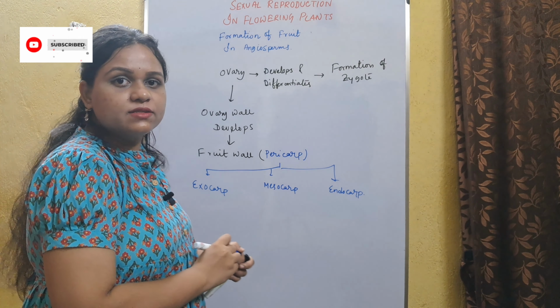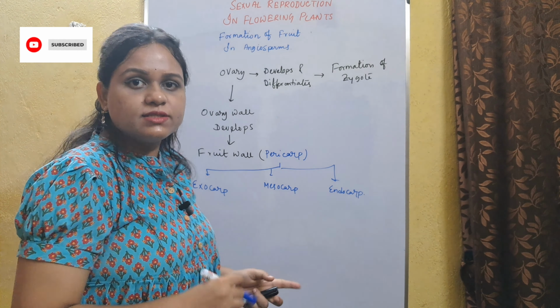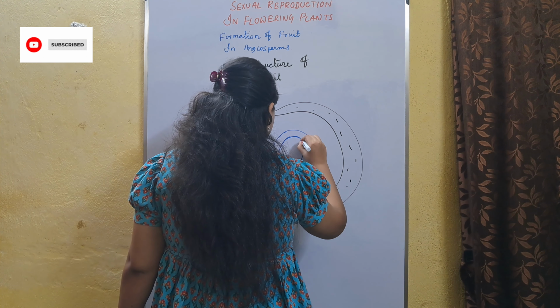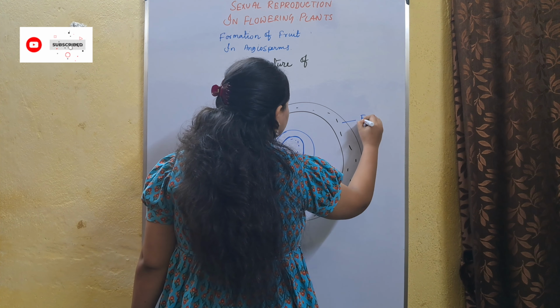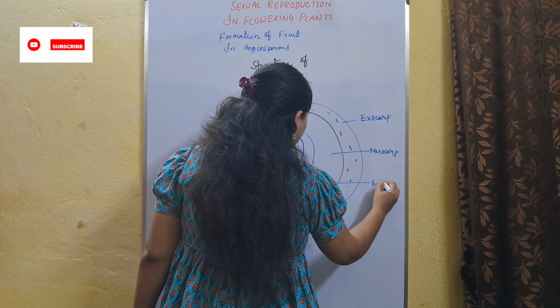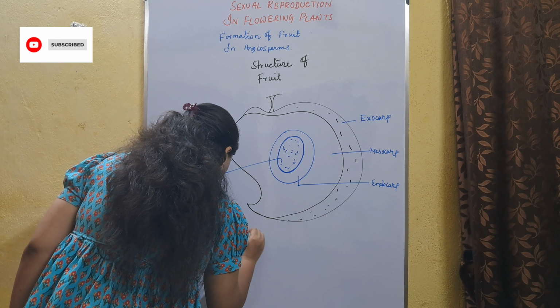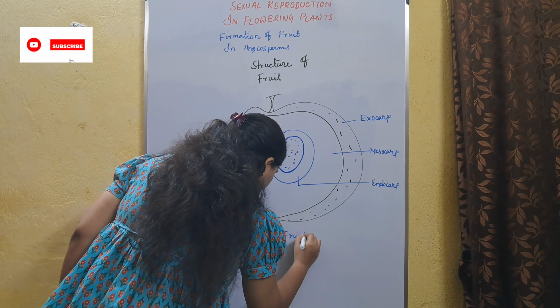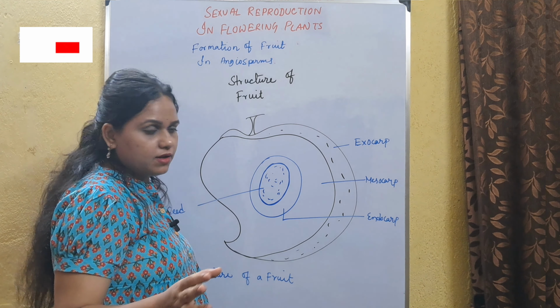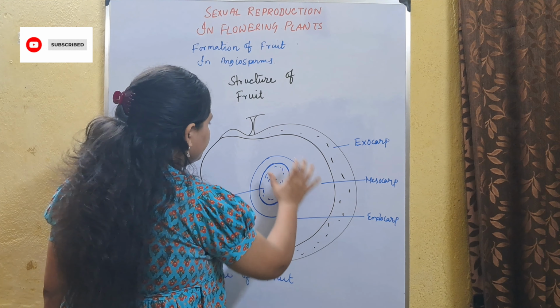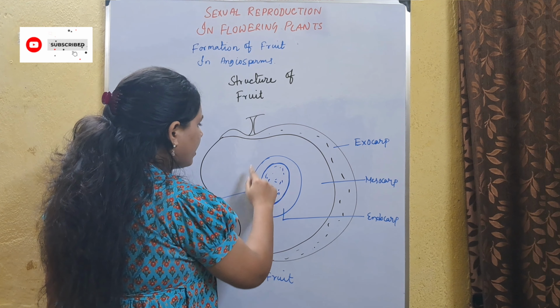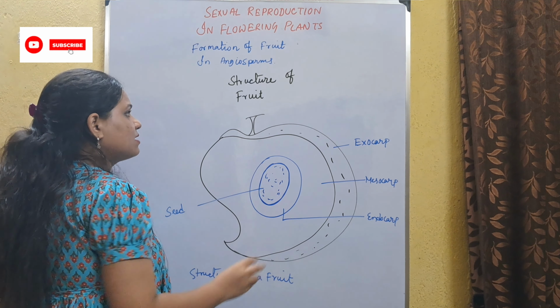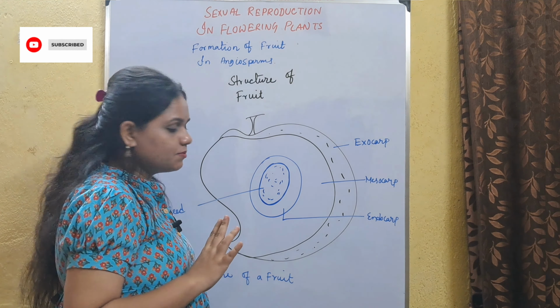Now let's understand the structure of a fruit. This is the structure of a fruit. You can see this is the exocarp, the external part, which is not edible. The mesocarp is the edible part, and the endocarp protects the seed. This is very simple. Most fruits develop from the ovary and show a similar structure.